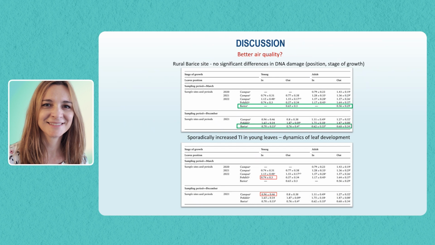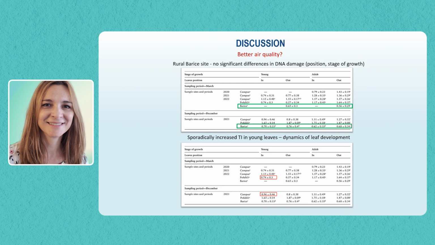Since we observed lower tail intensity at the Barice site, we assumed that Barice has better air quality, but can we be sure about that? Since we didn't measure the air quality at this site, it's still questionable, and there is no air quality monitoring station close to this site. So I would probably ask Sabina and colleagues from Zagreb to maybe do the measurement at this site.